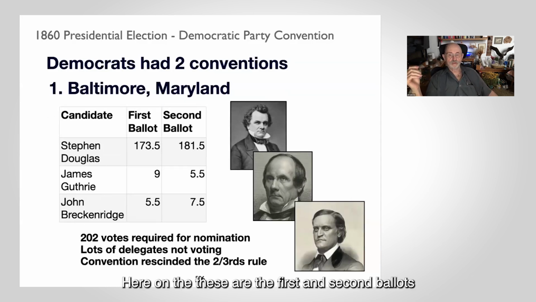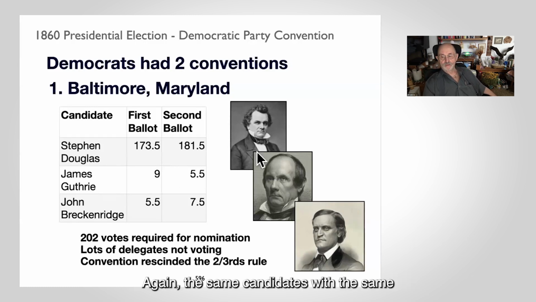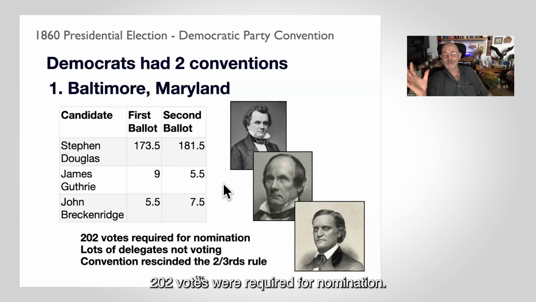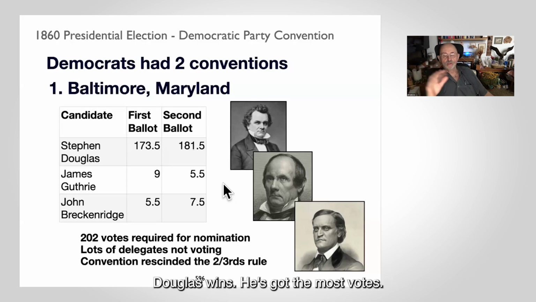Here are the first and second ballots at the Baltimore Convention. Again, the same candidates, with the exception here of Stephen Douglas, a similar candidate, then James Guthrie and John Breckinridge. You can see on the first ballot, Douglas had 173, 181 on the second ballot. 202 votes were required for nomination. Nobody could gain that, so the convention simply said, we're going to get rid of the 2/3 rule. Douglas wins, he's got the most votes.